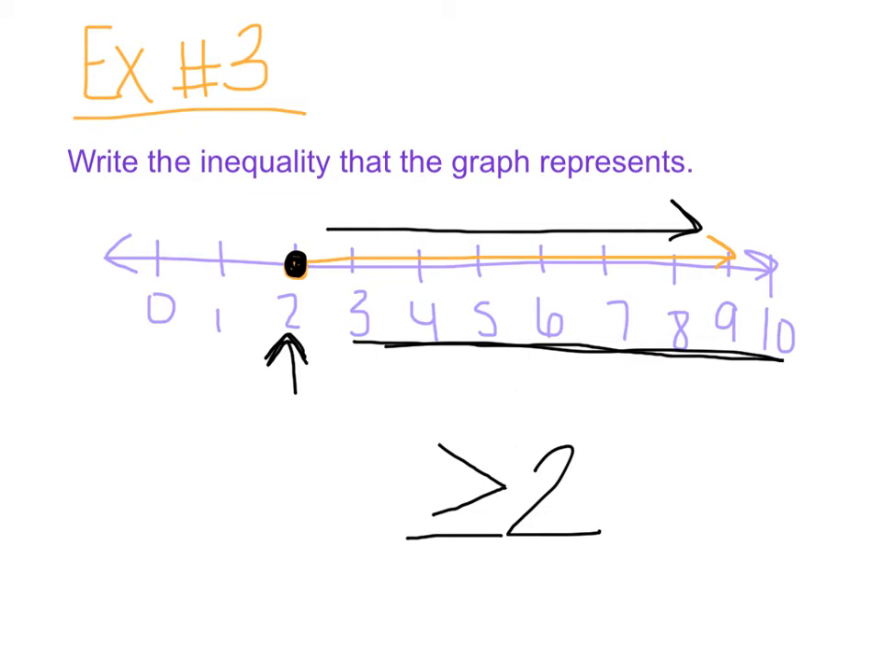We put the greater than sign, and then we just put a line underneath of it to show that it's also equal to. So if the circle is closed, you're going to have a line underneath your symbol. And again, we'll just put x for our variable. So x is greater than or equal to 2. If we put in a number for x, like we did in the last example, it would have to be something that's greater than 2 or equal to 2.